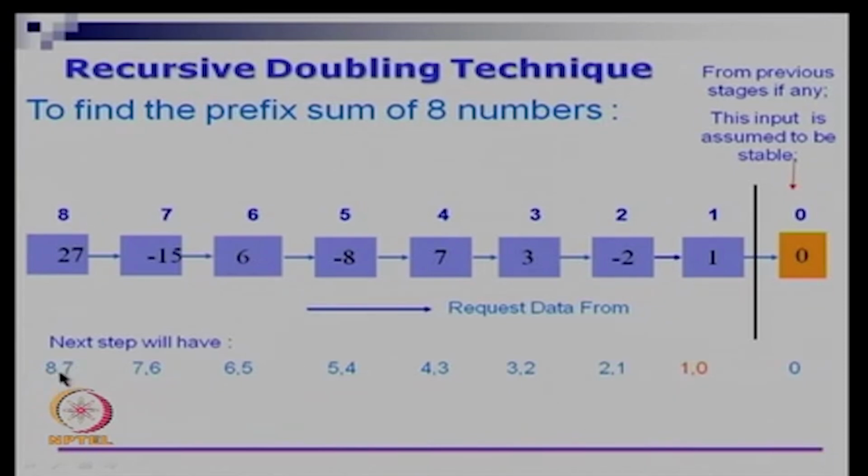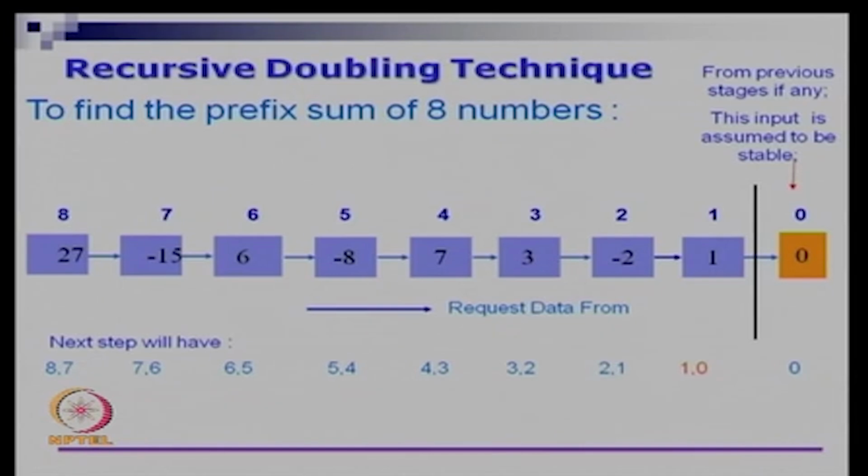At the end of the first round, A of 8 will have the sum of A of 8 and A of 7. At 7 you will have the sum of A of 7 and A of 6. At 6 you will have the sum of A of 6 and A of 5 and so on. At A of 1 you will have the sum of A of 1 and A of 0. So what we have so far is every location has talked to the neighbor and got the values, and that is added to their current location.